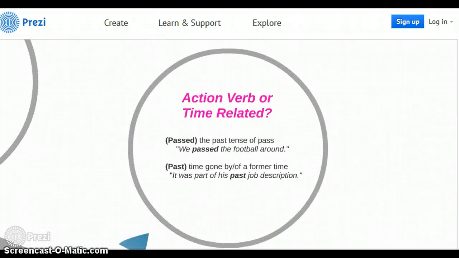Passed and past. So P-A-S-S-E-D is the past tense of pass, which is an action verb. So we passed the football around. Past, P-A-S-T, is time related. It means time gone by or of a former time. It was part of his past job description. So this was a previous job description.